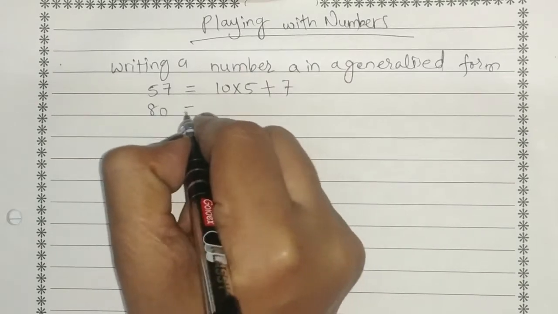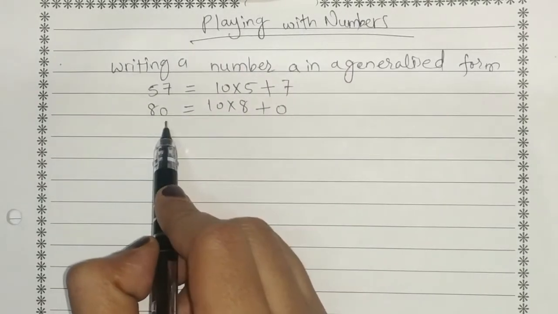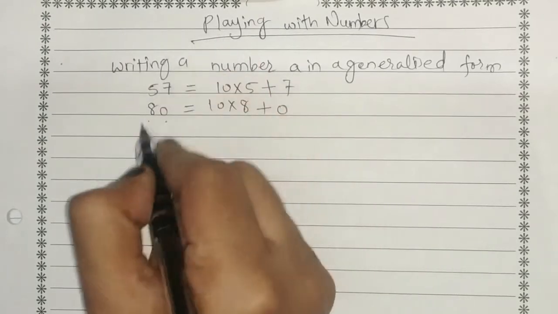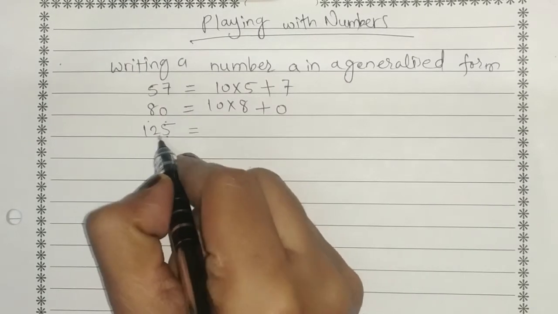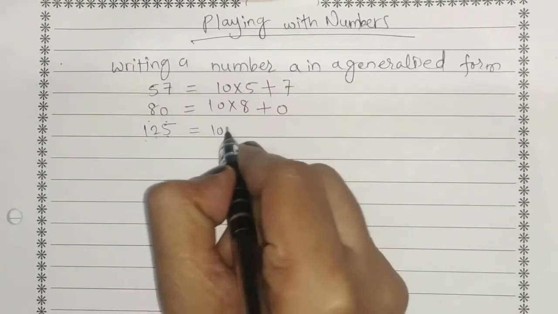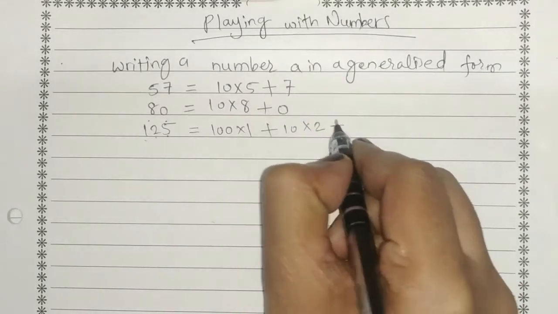If you have 80, how can you write? You can write 10 into 8 plus 0. That is, this is on unit place, this is on tens place. In the same way, if you have a three-digit number, you can write it with unit place, tens place and hundred place. So 100 multiplied by 1 plus 10 multiplied by 2 plus 5.